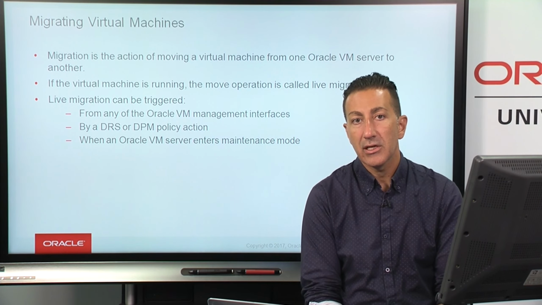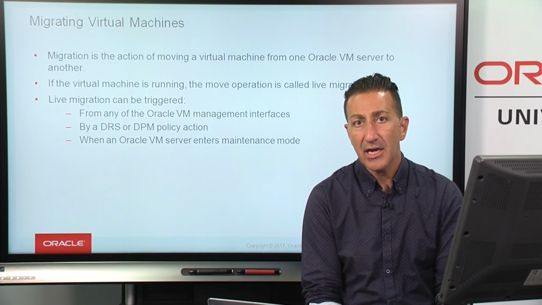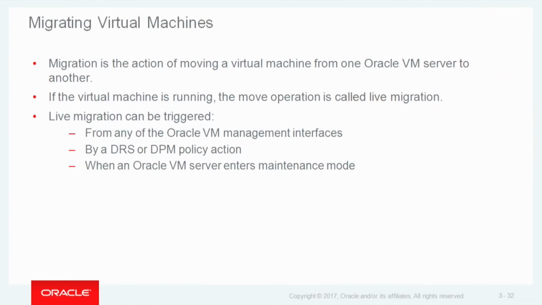Well, migrating the virtual machines is the action of moving a virtual machine from one VM server to another. Remember that it depends on the type of repositories that you use, but for iSCSI or Fibre Channel repositories, you can migrate VMs only from one VM server to another that are members of the same server pool. If you use an NFS repository, you can migrate VMs from a server to another that are members of different server pools.